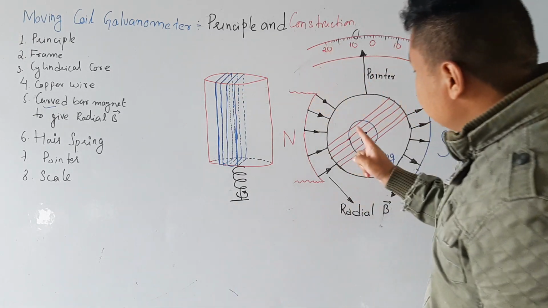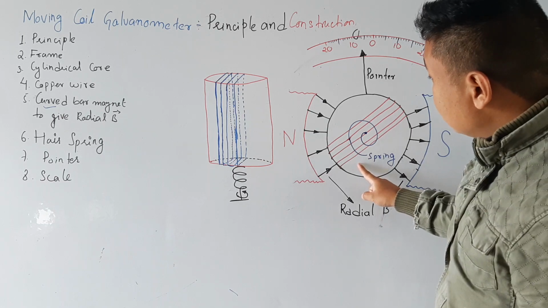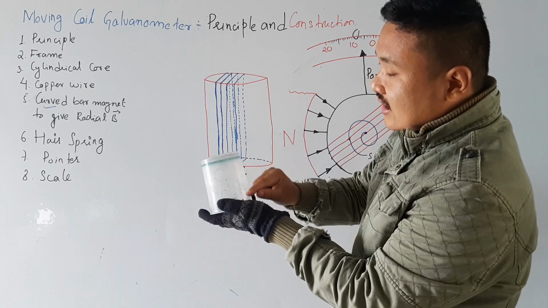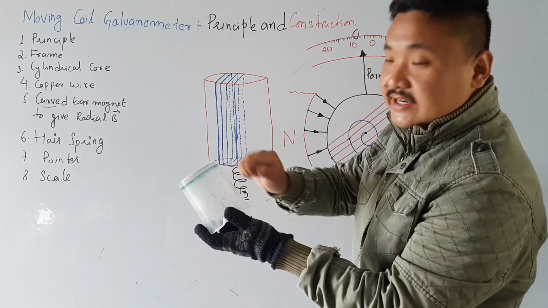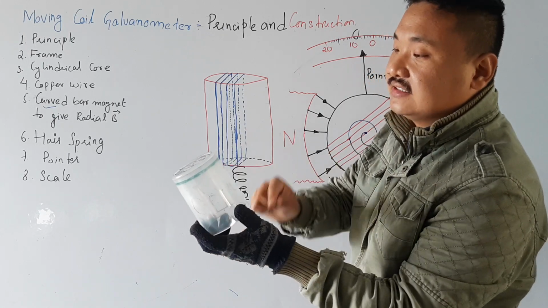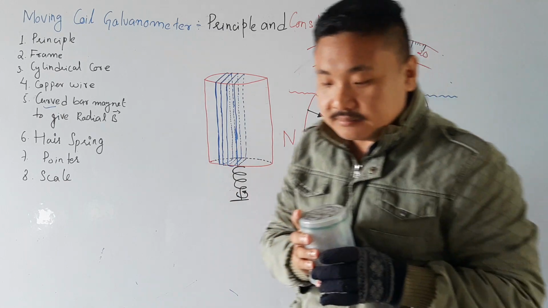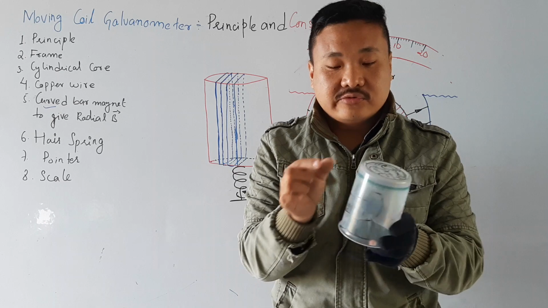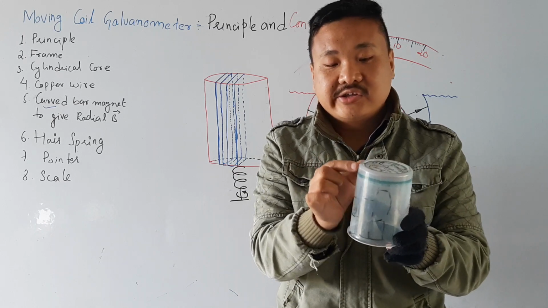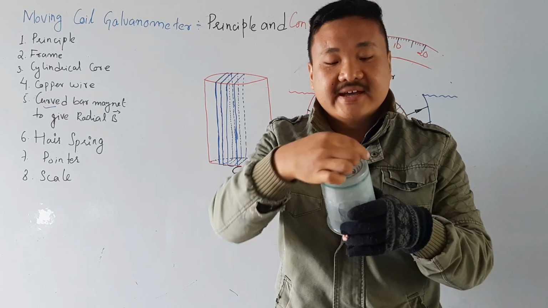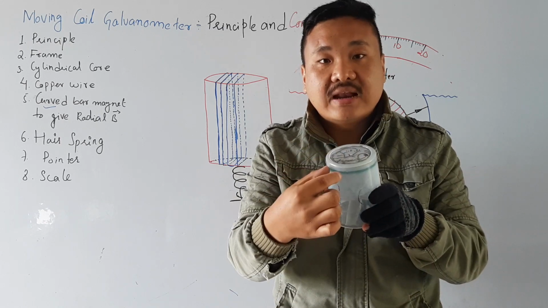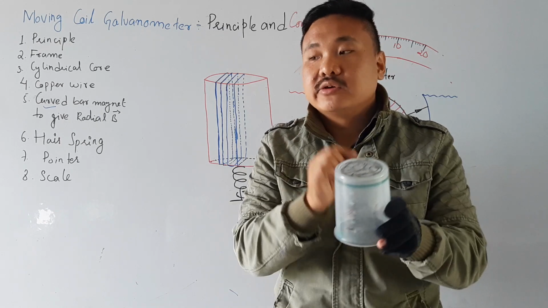On this cylinder I will have a wire. I will wind the wire all over it like this. In some galvanometers you will also have a frame here, a rectangular frame, and in that rectangular frame the wires will be wound.